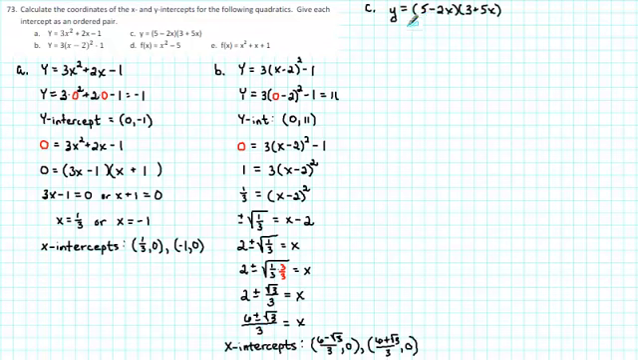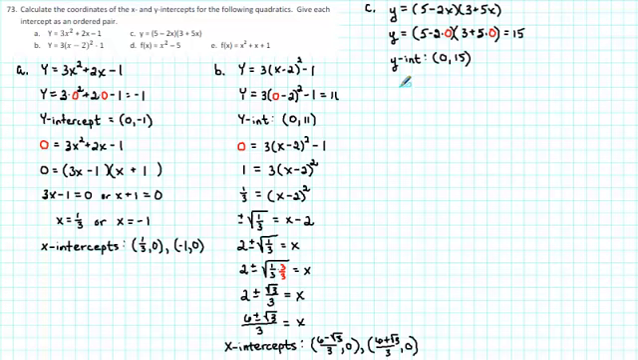For part C, we have the quadratic function y is equal to the factor 5 minus 2x times the factor 3 plus 5x. So again, we use the same strategy. To find the y-intercept, we substitute 0 for x and then evaluate for y. We get the factor 5 minus 2 times 0 times the factor 3 plus 5 times 0. The first factor simplifies to 5 and the second factor simplifies to 3. 5 times 3 is 15. So the y-intercept is (0, 15).